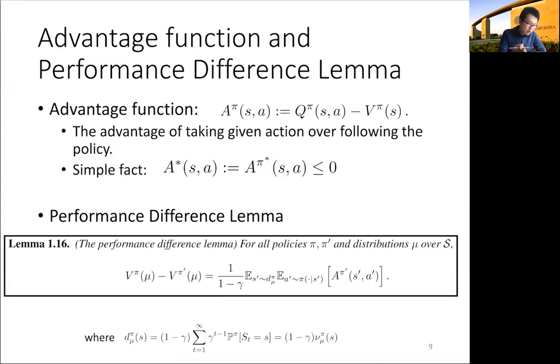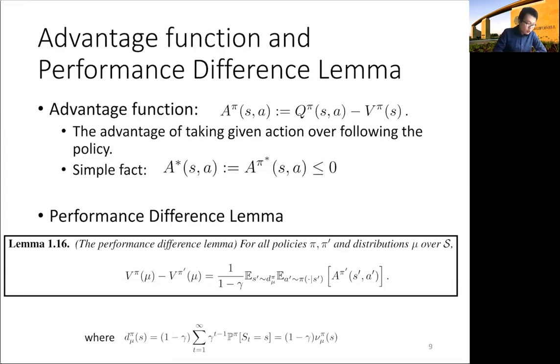If we take pi to be pi star, then obviously this advantage function is always non-positive, because you cannot hope to beat the optimal policy by taking a different action other than the optimal one. There might be two actions that are both optimal and give you the same expected cumulative reward in the end, so this inequality could have instances where the equal sign is true.